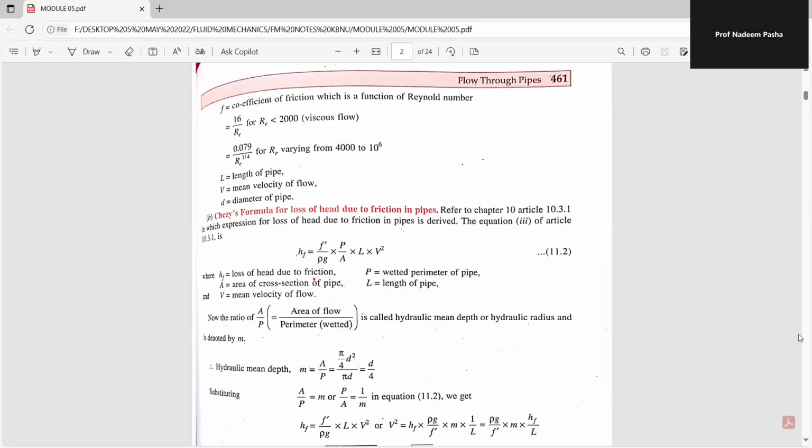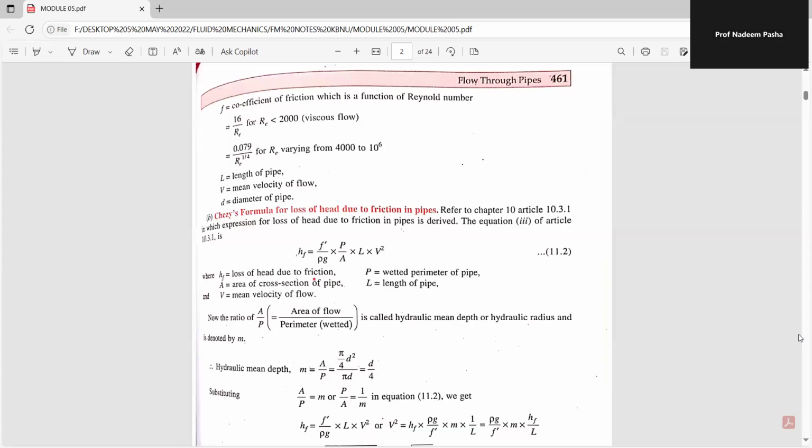Now the ratio A by P, that is area of flow divided by wetted perimeter, is called hydraulic mean depth or hydraulic radius and is denoted by the symbol m. So your hydraulic mean depth m is equal to A by P. Your A is nothing but pi by 4 into D square and P is nothing but pi D. So if you do the calculation, it comes out to be D by 4.